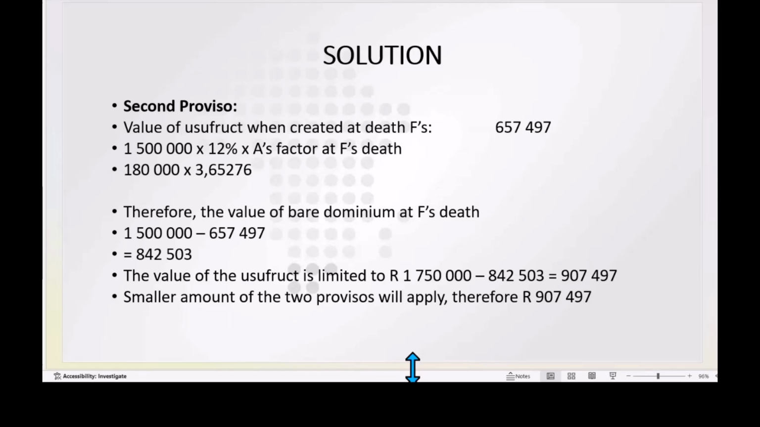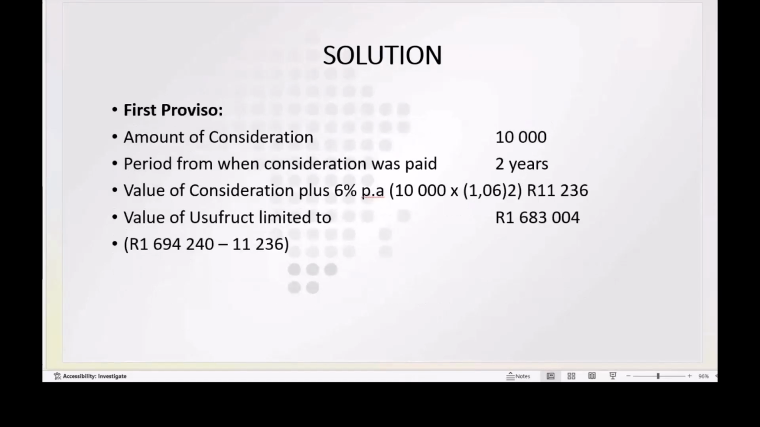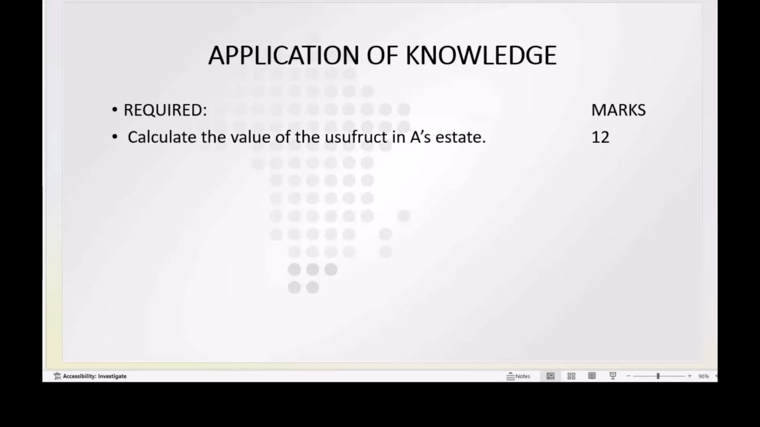Yes. In this question, was it necessary for us to do the first proviso? Because the answer that we took was from the second proviso. So I'm trying to understand how the first proviso and second proviso are dependent on each other. The question is asking for the usufruct of A's estate.